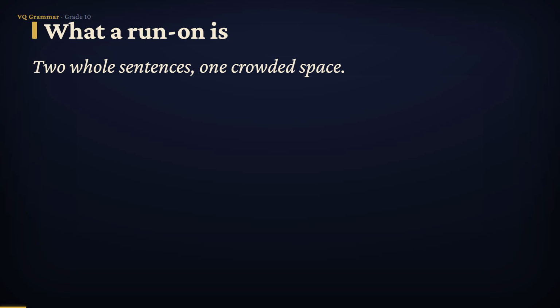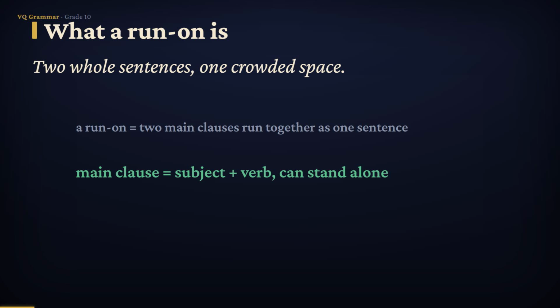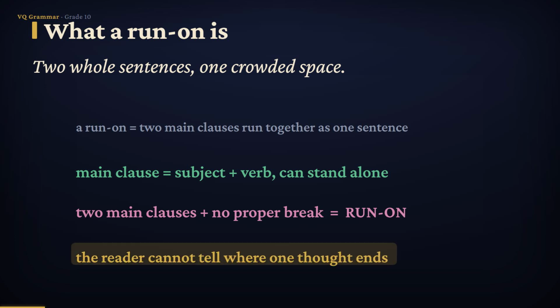A run-on sentence is two or more main clauses run together, as though they were one sentence. Remember what a main clause is: a subject and a verb that can stand on its own as a complete sentence. Put two of those side by side, without a proper break, and you have a run-on. And here is why it matters. The reader cannot tell where one thought ends and the next one begins. The words pile up, and the meaning gets muddy. There are two common shapes this mistake takes, and we're going to meet them both.